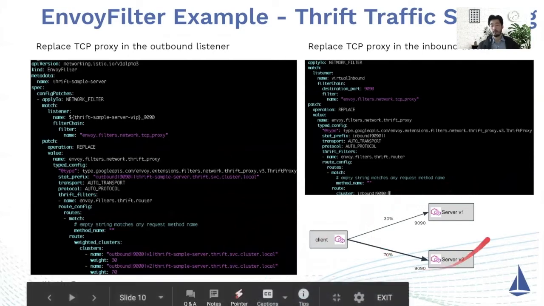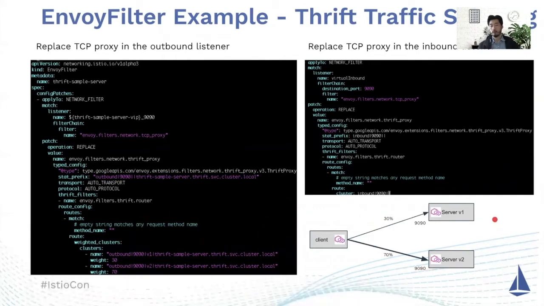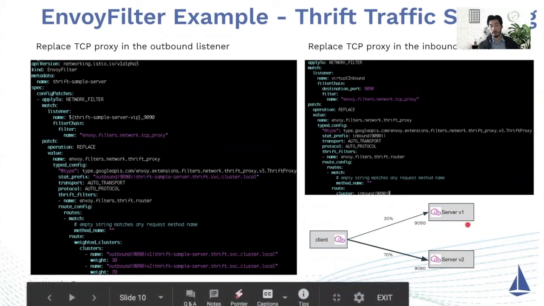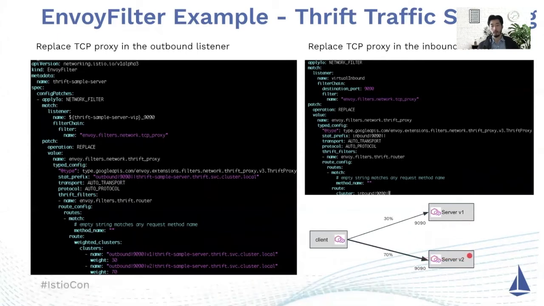As this diagram shows, we have two Swift services listening on port 9090, and we want to send 30% of traffic to server 1 and 70% of traffic to server 2. So what could we achieve with this use case by leveraging Envoy filter?